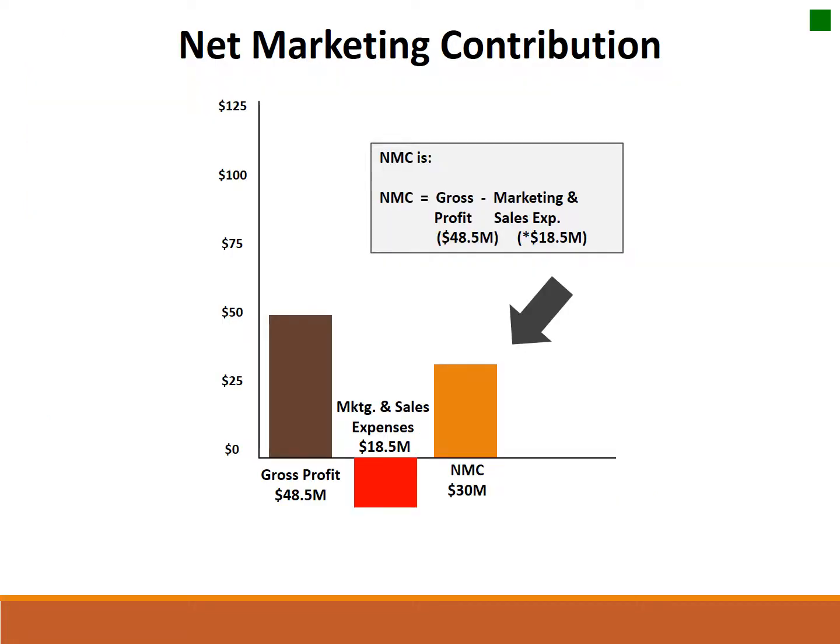As another illustrative example of what we did to get net marketing contribution, we began with our gross profit, and then we took out the marketing and sales expense, and what we were left with is our net marketing contribution. So if you add back the expenses and the contribution, you get the gross profit. They add together. This is, again, just a visual illustration of what's happening in order to produce that profit.